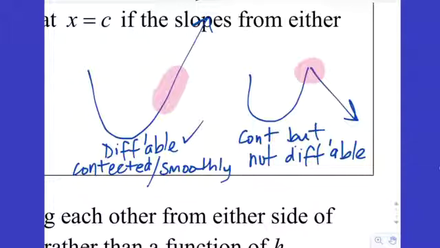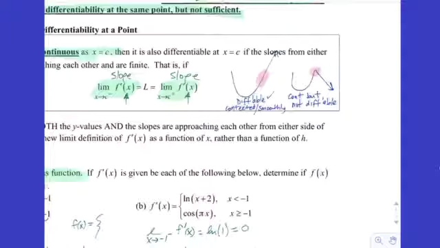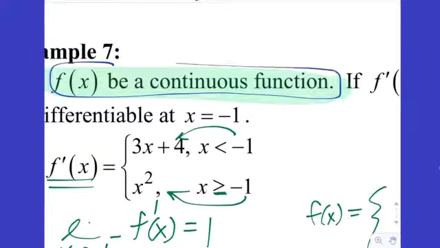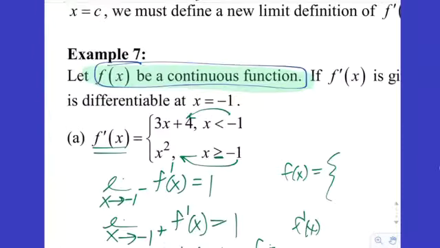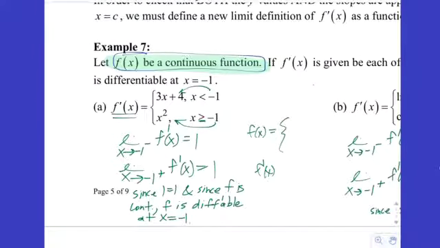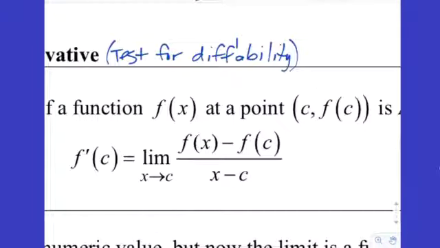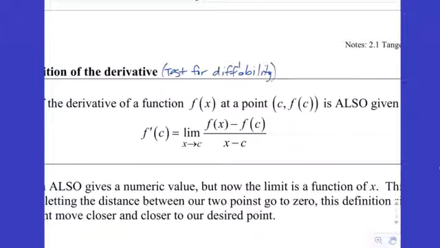So that's what we're going to do now without a graph. We're going to test for differentiability. What we did on example 7 is I gave you the fact that these functions were continuous, and then I gave you the piecewise derivative. So all we had to do is check to see if the slopes were the same. But the alternate form is a test for differentiability. It'll check for the continuity, the connectivity, and the slopes, the smoothness, all in one. It's a 2-in-1 test. It will on its own check for continuity and for slopes being the same.